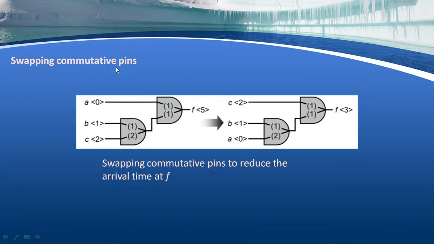Swapping commutative pins. Which pins are commutative? We will find them out and then swap them here. A2, B1, and this is Y3. This is 5. This is 3. What are we doing here? We are swapping the pins. How? C2 comes to this place, and B changes the position with A, and this is how we reduce the arrival time at F. See, this is without swapping.